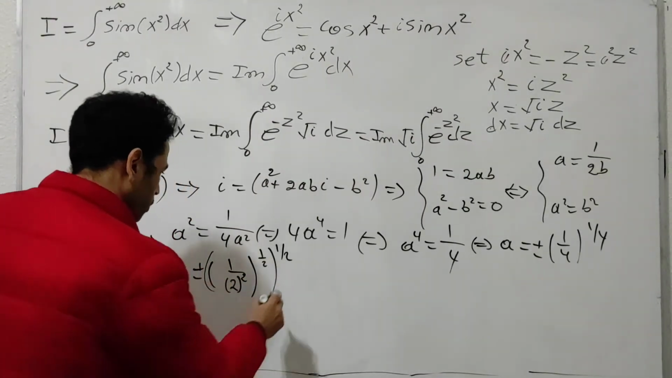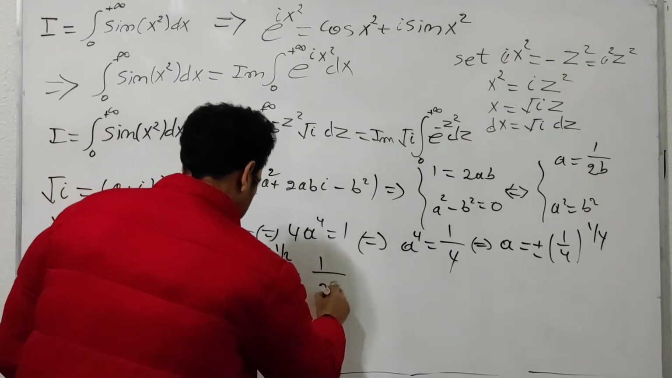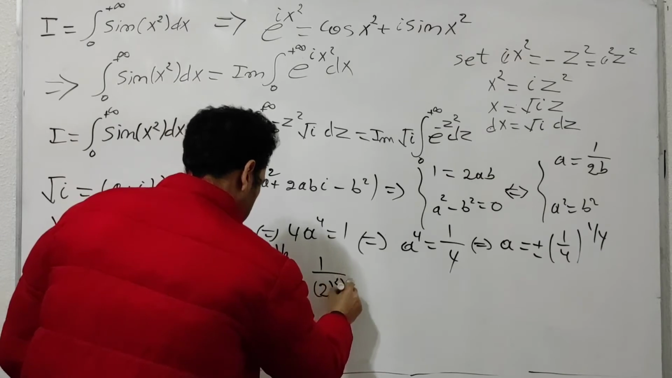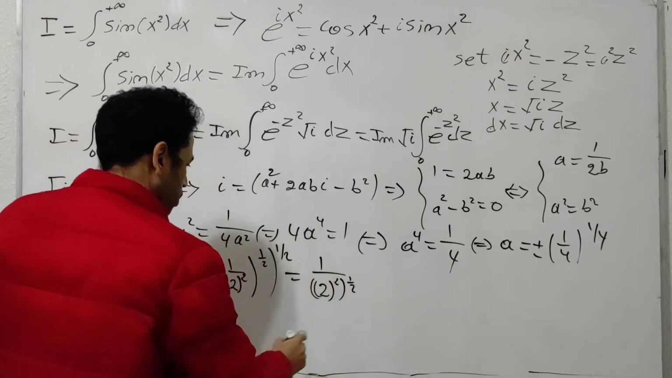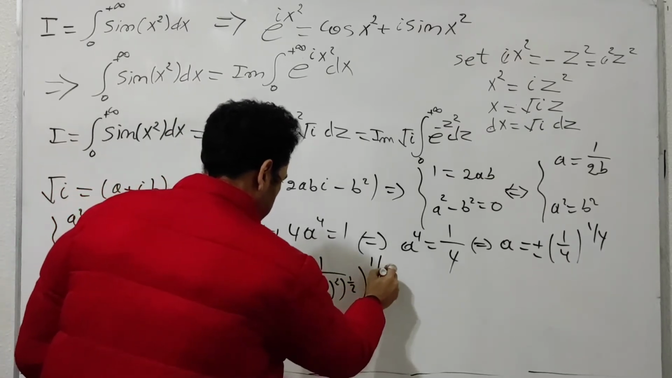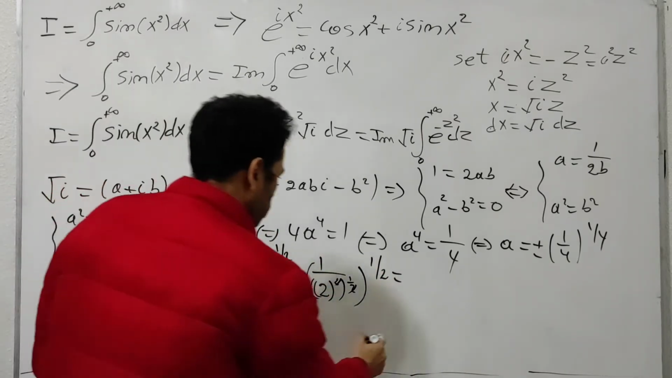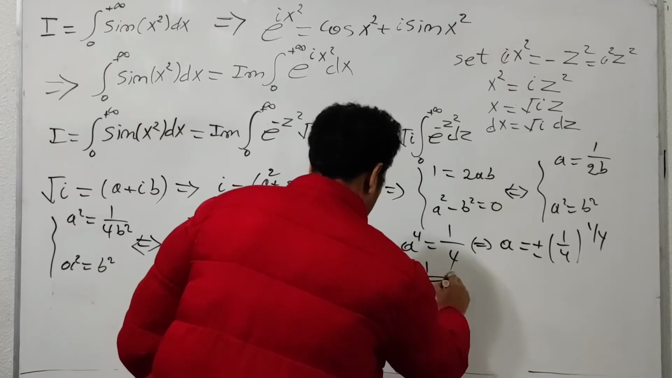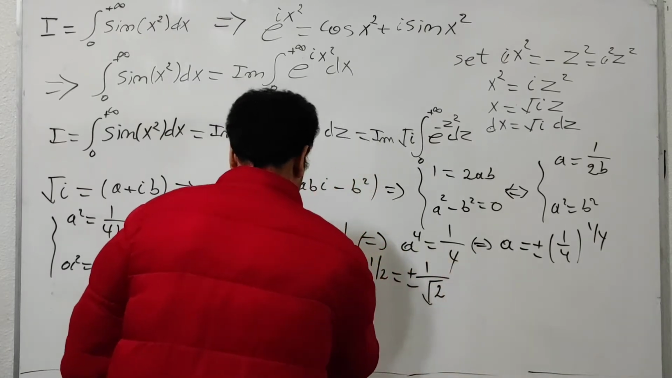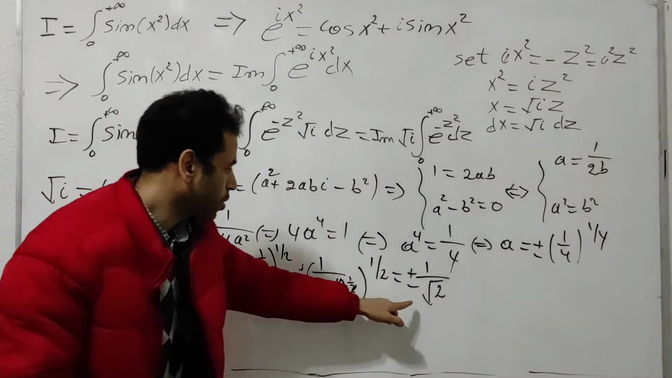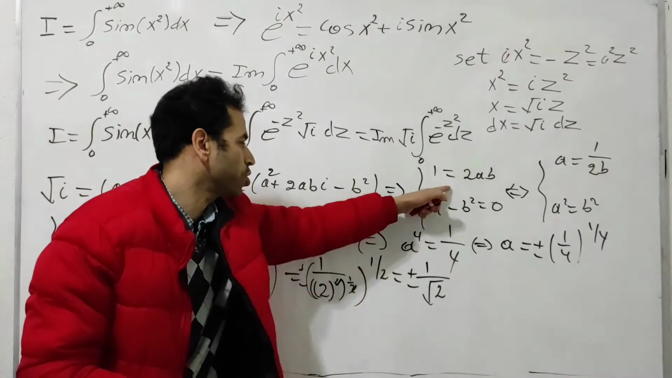I will get 1 over 2, 1 over 2 like this. This number 2 will be cancelled out with these 2, so I will get 1 over square root of 2 plus or minus. So I'm going to replace this information into this equation to find b.